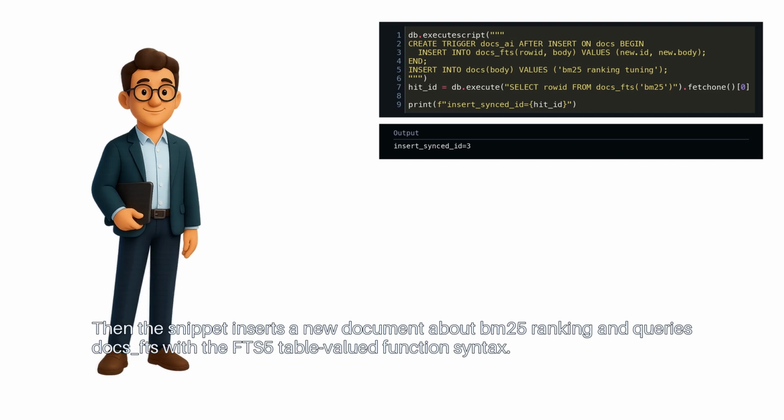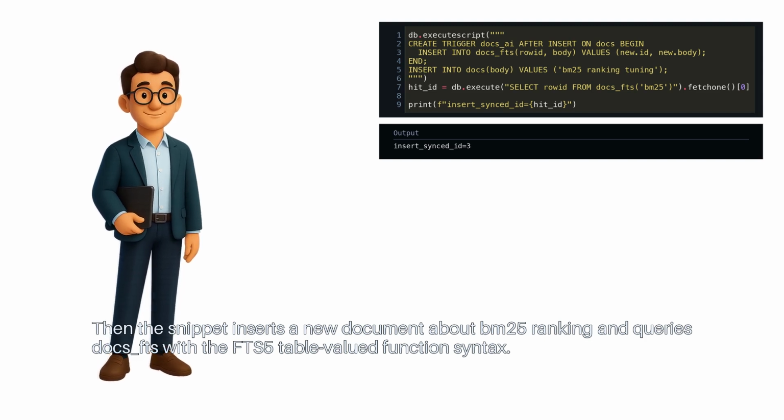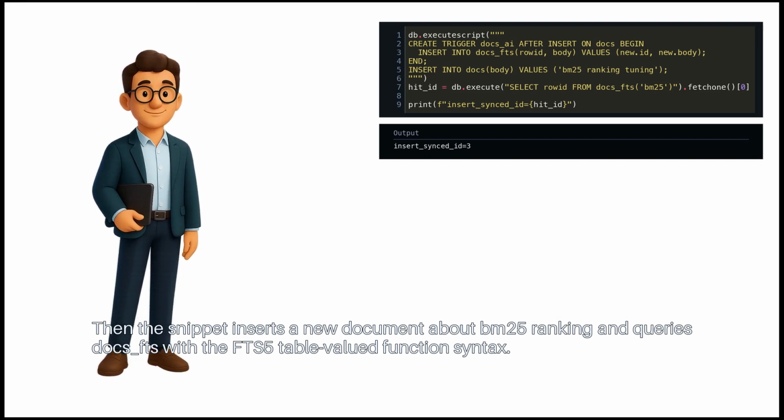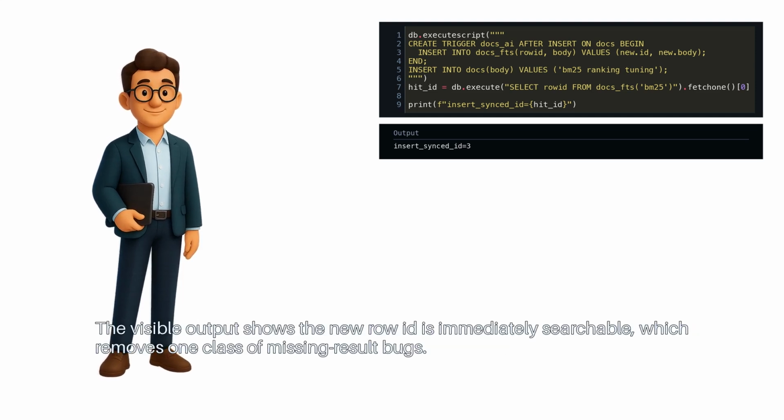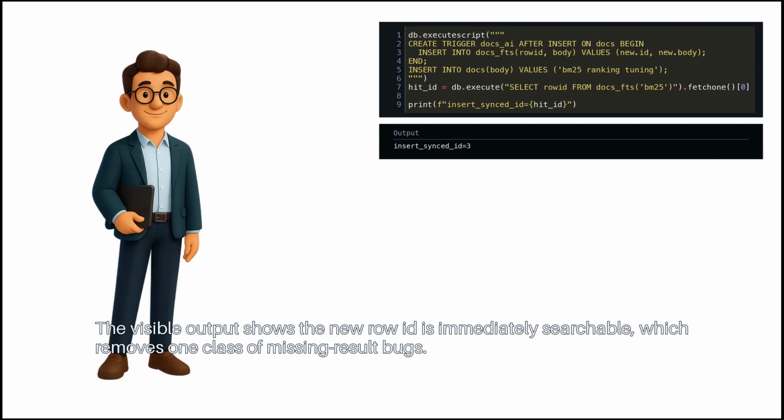Then, the snippet inserts a new document about BM25 ranking and queries docs_fts with the FTS5 table-valued function syntax. The visible output shows the new row ID is immediately searchable, which removes one class of missing result bugs.